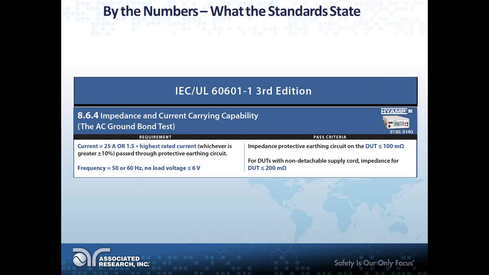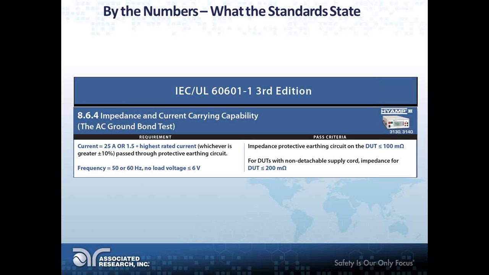That's the same circuit I just showed you in the previous slide. Same thing we're dealing with here. You apply it at a frequency of 50 or 60 hertz, whatever your product is rated for, so rated frequency. And your no-load voltage drop across that circuit is not to exceed 6 volts. The pass criteria for this test is that the impedance of the protective earthing circuit on the DUT be less than or equal to 100 milliohms. But for DUTs with a non-detachable supply cord, it's 200 milliohms.